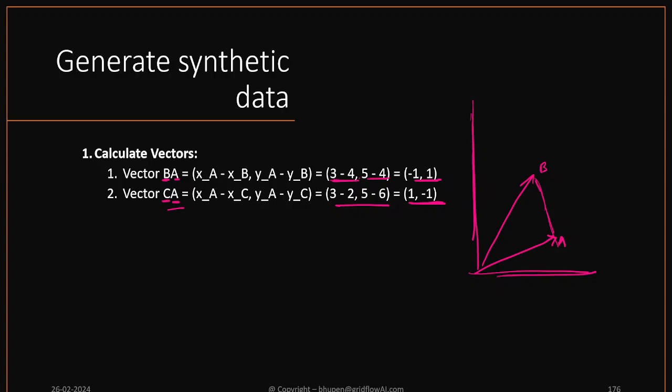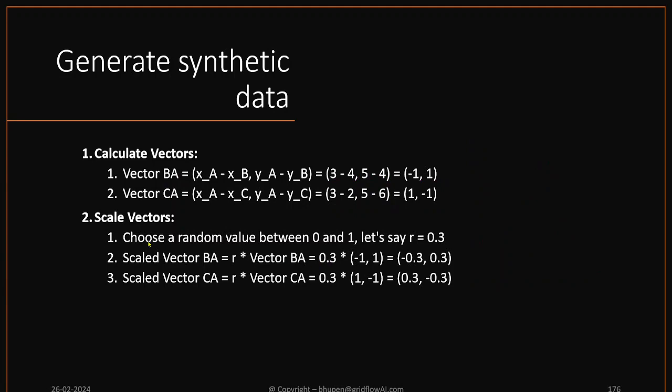Let's see the next step. The next step is scaling. So now we have to scale it. Let's say our scaling factor is 0.3. You can configure it. So the vector BA that we computed earlier is going to be multiplied by 0.3.